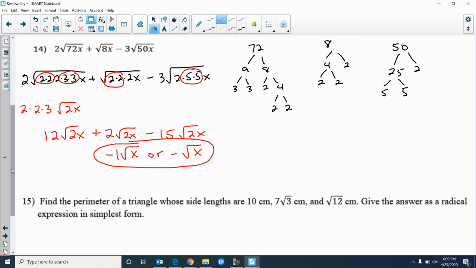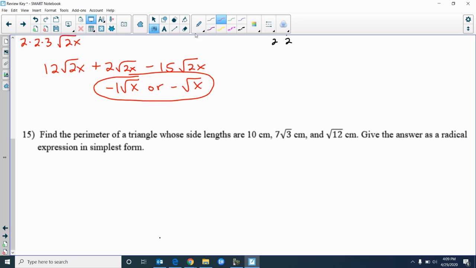All right, last one, 15. Find the perimeter of a triangle whose side lengths are 10, 7 square root of 3, and square root of 12. Perimeter means the distance around the outside. So we're going to add those up. So you got 10 plus 7 square root of 3 plus square root of 12. Well, the way it stands, you technically can't add any of these together yet. You got to look to simplify.